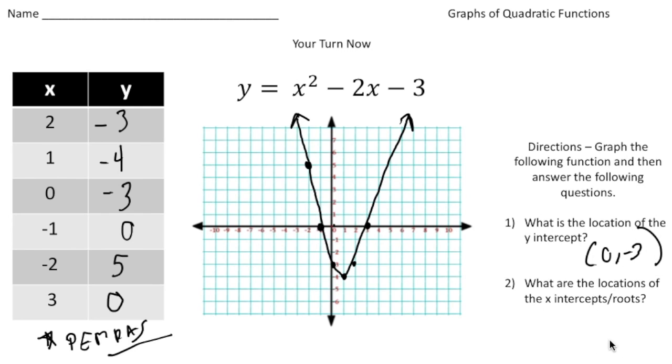And for this one, we have two x-intercepts, or roots. One is at location 3 and 0. And the other one is at location negative 1 and 0. And there it is. All right, how'd you do?